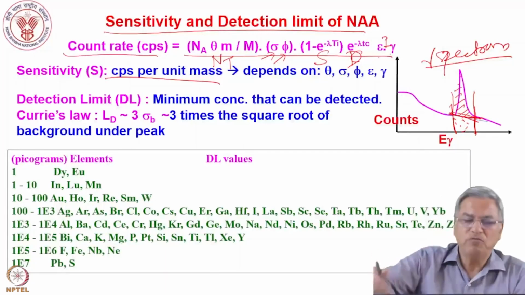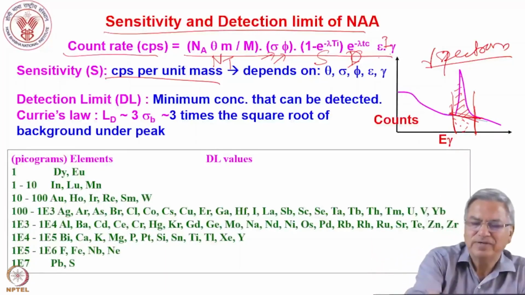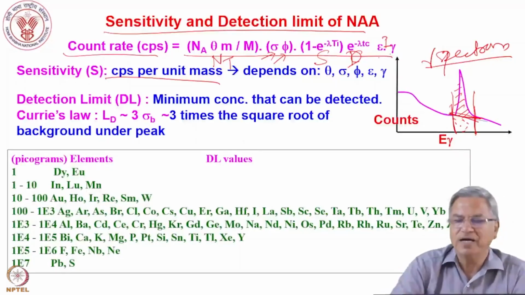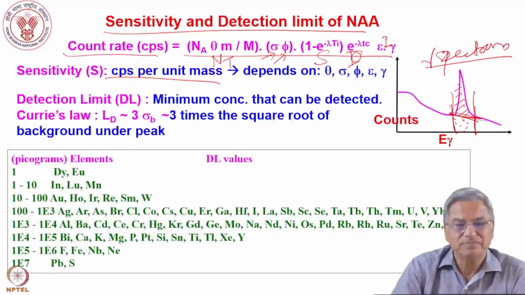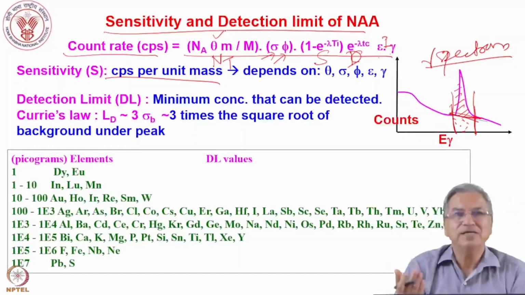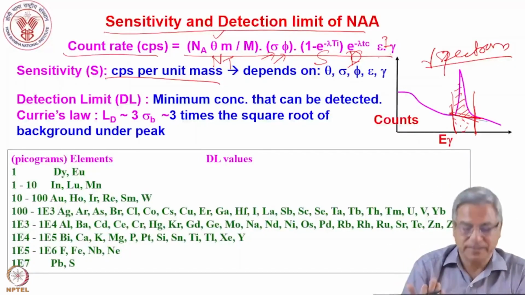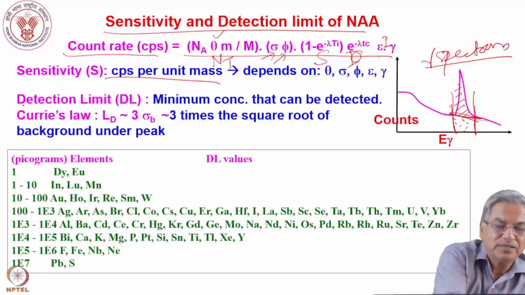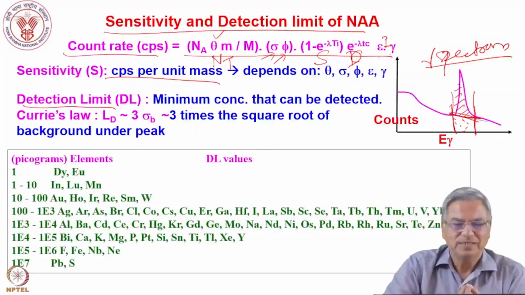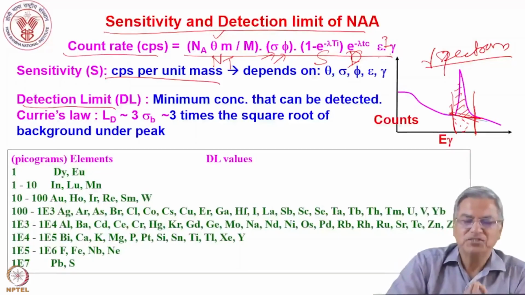So this peak area will be high if flux is high, cross section is high, efficiency is high, gamma ray intensity is high, isotopic abundance is high. So that determines the sensitivity of the technique. Second quantity is the detection limit. How much is the minimum quantity that you can determine by this technique is called the detection limit.